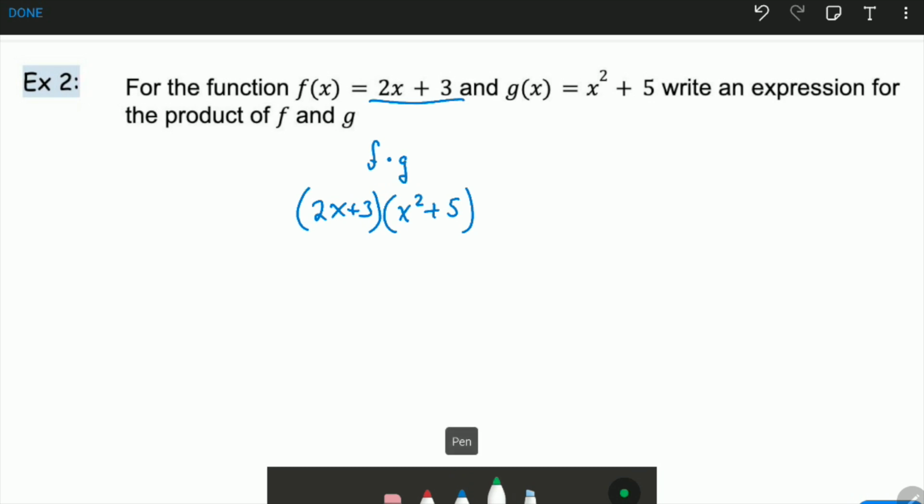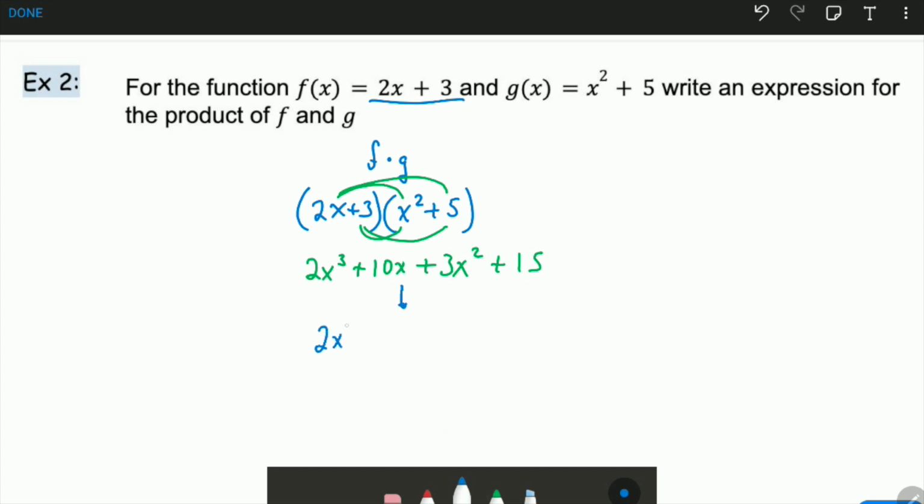Now this is multiplication, so it's just distribution. So 2x times x squared is 2x to the third. 2x times 5 is 10x. 3 times x squared is 3x squared. And 3 times 5 is 15. If we check for like terms, there actually are none this time. However, it is nice if you do put it in standard form. It does make it look a little nicer. So in standard form, the expression would be 2x to the third plus 3x squared plus 10x plus 15.